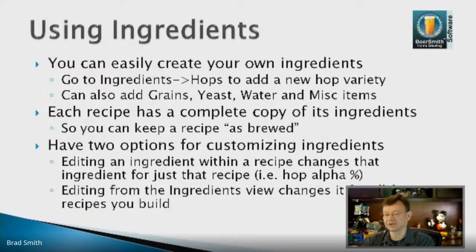The other way to edit an ingredient, of course, is to edit from the ingredients view, which changes the master copy, if you will. And if I change Fuggles there to 6%, then anytime I go build a new recipe with Fuggles, it's going to default to 6%. Make sense? So you've got a local copy, if you will, in the recipe, and then you've got the original back in the master database, which is your ingredient or profile views. But that does give you a lot of flexibility depending on what you're working with.